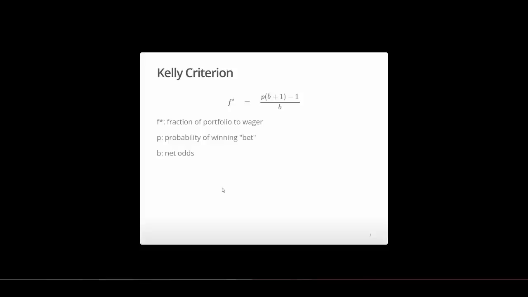So if we have $1 million of value in our portfolio and f star comes out to be 0.6, then we allocate 60% of our capital to the stock and the other 40% to cash. P is the probability of us winning our bet, or in our case, the price movement going in the way that we think it will. And B is our net odds, and that's directly proportional to the size of the price gap.